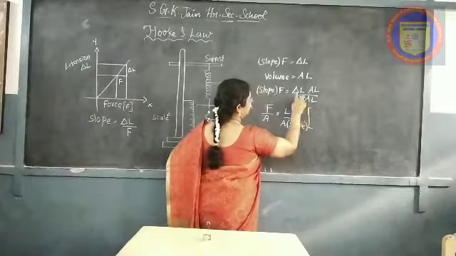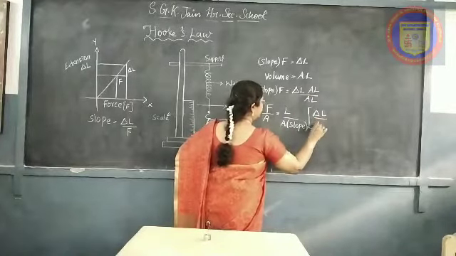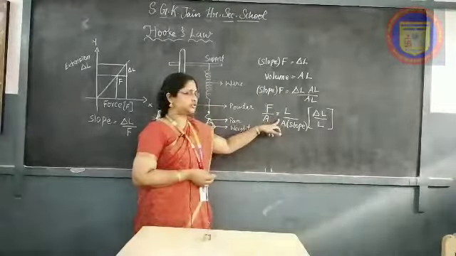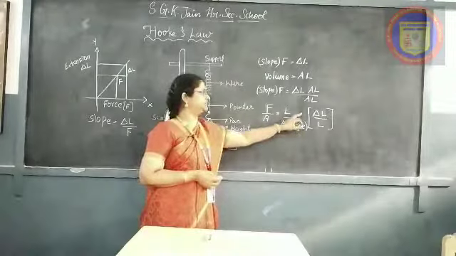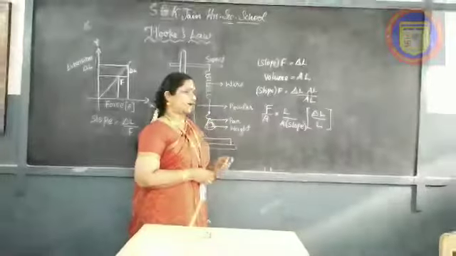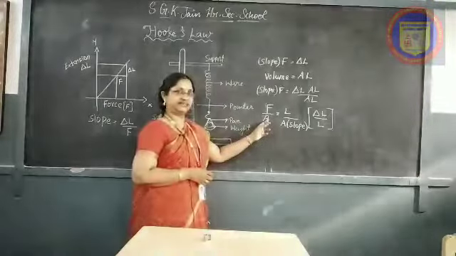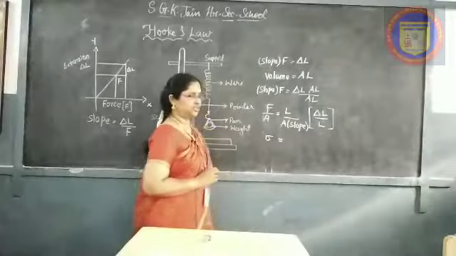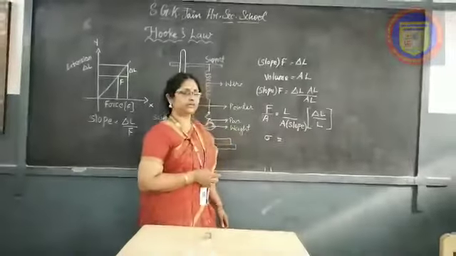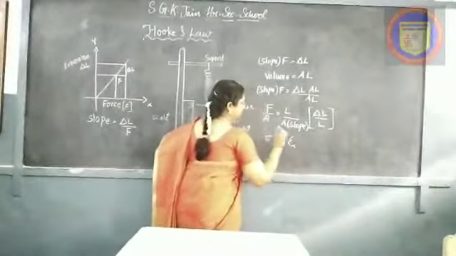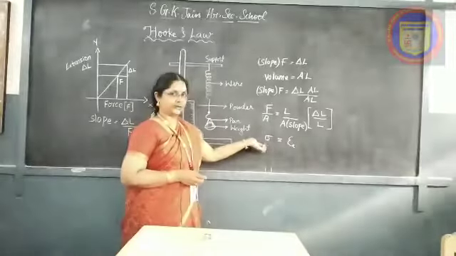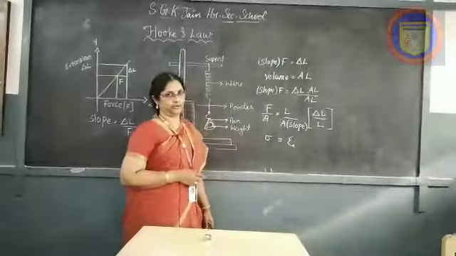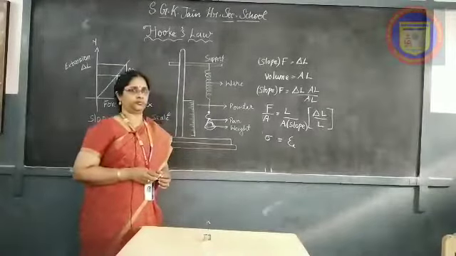What is the remaining term I have? Delta L divided by L, right? So this is my answer: F by A is equal to L by A into slope into delta L divided by L. As I said, force by area is stress, which is given by the symbol sigma, and change in length by original length gives strain, which I will write as epsilon. So according to Hooke's law, within the elastic limit, the stress is proportional to the strain produced. This is the experimental proof.